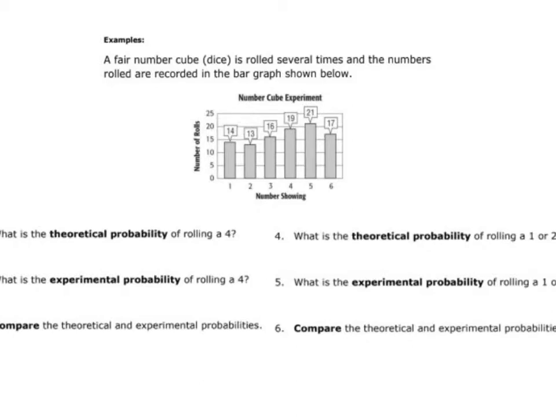Now, does it give you that information? No, it doesn't. Sometimes during a question, they will give you the information, and all you have to do is just use that number. But in this case, they didn't give you the information, so we're going to add up all the numbers. So let's go ahead and do that first before we even start anything. That's 14 plus 13 plus 16 plus 19 plus 21 plus 17.